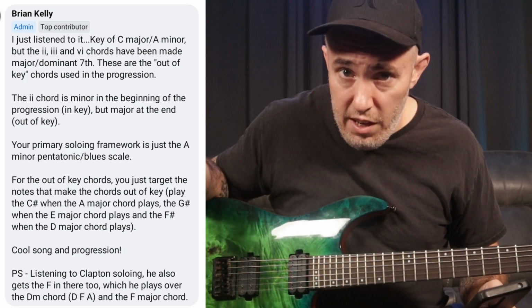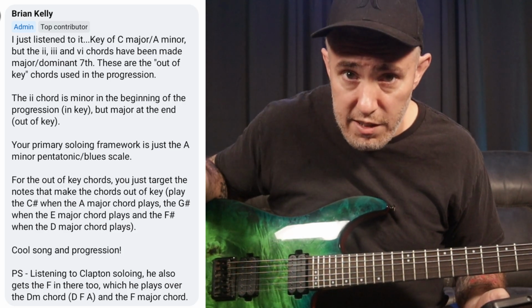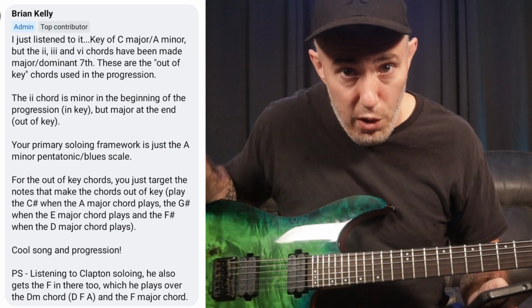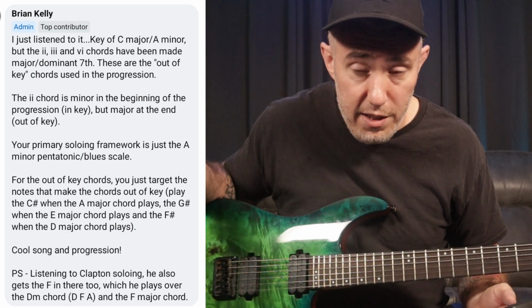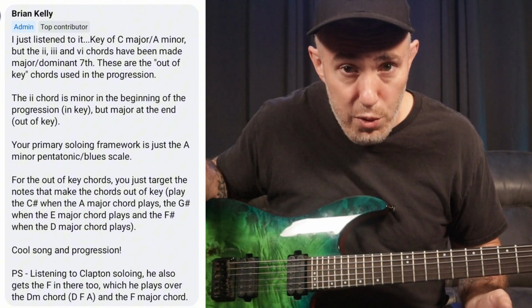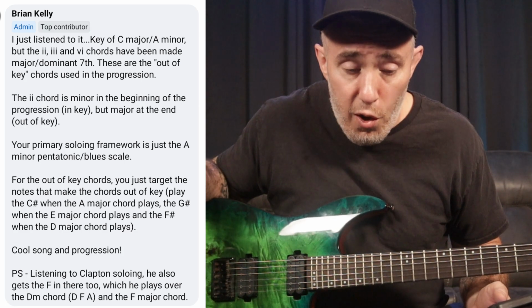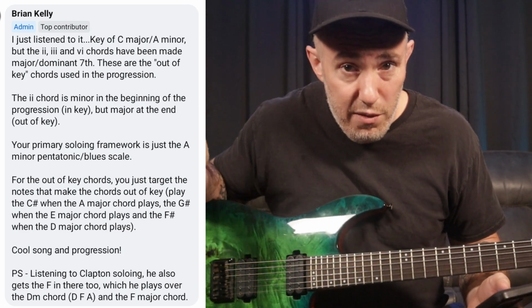Therefore, since we know our key, we know what our primary soloing framework is, which is the A minor pentatonic scale with the addition of the blue note. I don't really think of the blues scale as a different scale. I just think of it as the minor pentatonic scale with the blue note added. And then for the out of key chords, you just target the notes that make those chords out of key.